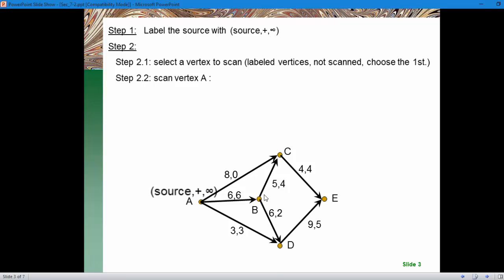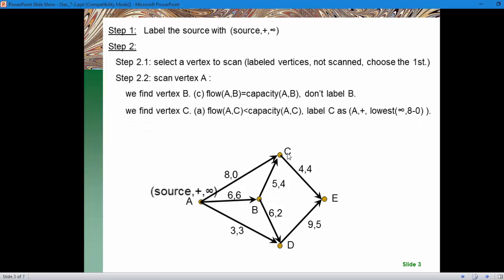Now at each one of them, we'll do an action. Now there are several possibilities. One possibility is that along the arc going from A, arriving at the adjacent vertex, if the flow is equal to the capacity, then there's nothing we can do. We simply don't label that adjacent vertex. So here is B, and look at the arc there. The flow is equal to the capacity, so we don't do anything. Moving on to the next adjacent vertex, we find C.